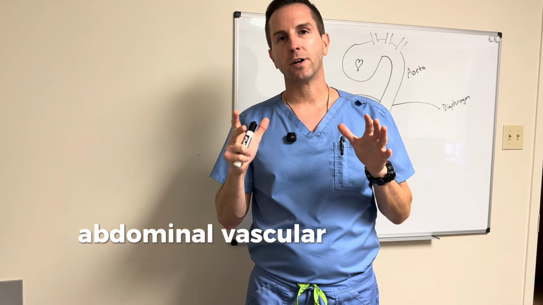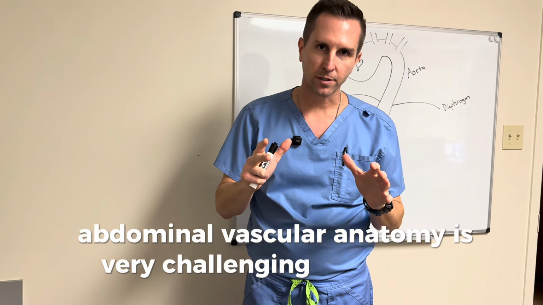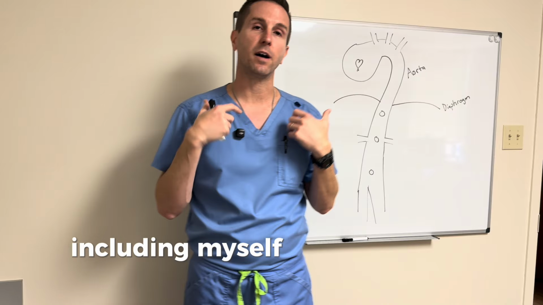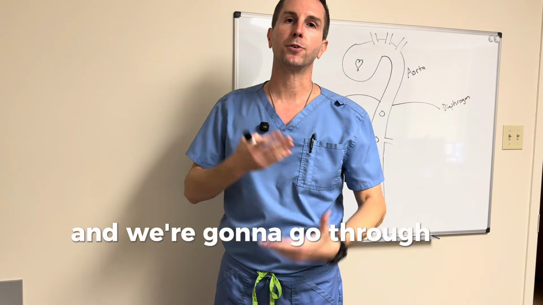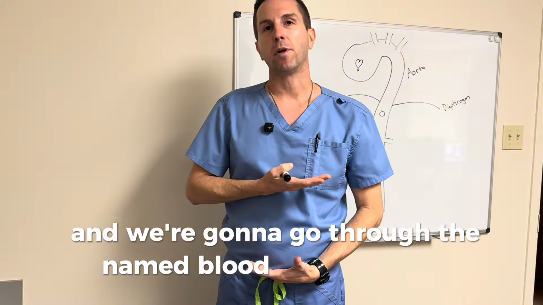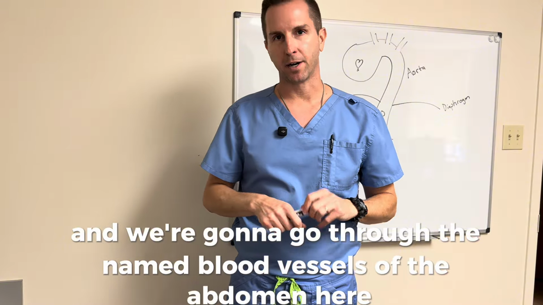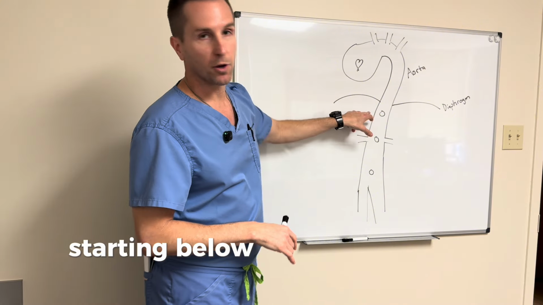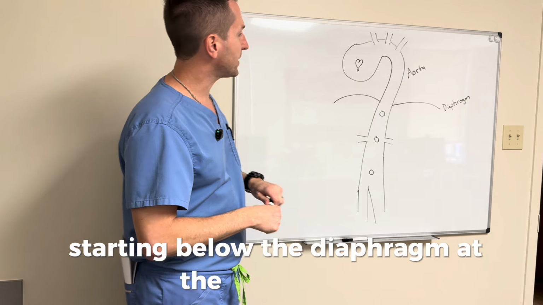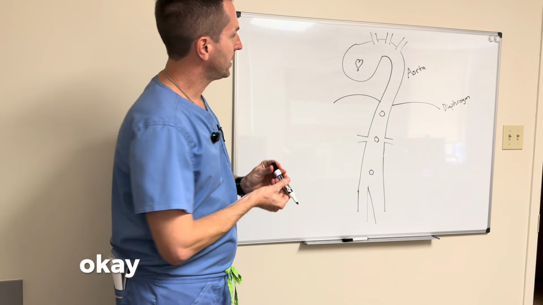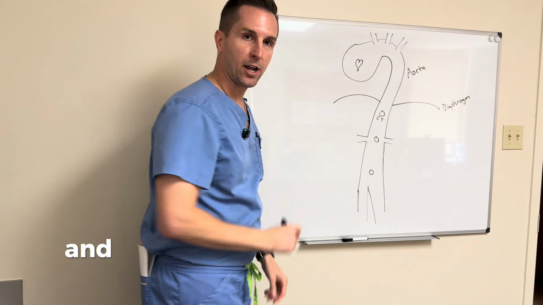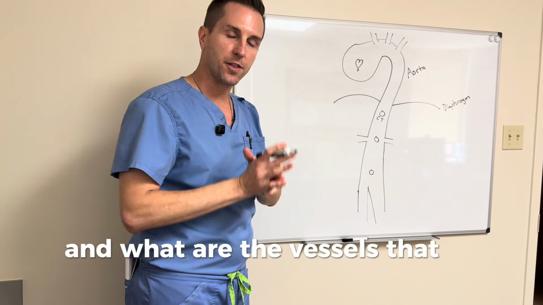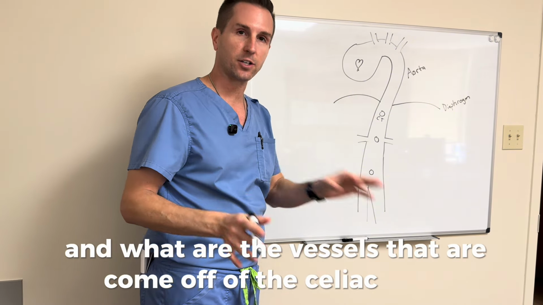Intra-abdominal vascular anatomy is very challenging for a lot of people, including myself. So we're going to take our time and we're going to go through the named blood vessels of the abdomen here, starting below the diaphragm at the celiac trunk, okay? So this is your celiac trunk, and what are the vessels that come off of the celiac trunk? There's three.